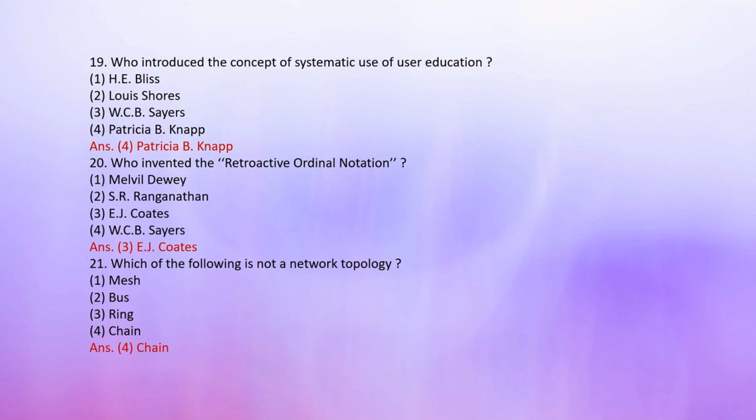Number 20. Who invented the retroactive ordinal notation? First option Melvin Dewey, then S.R. Ranganathan, 3. E.G. Coates, and 4. W.C.B. Sayers. And correct answer is 3.